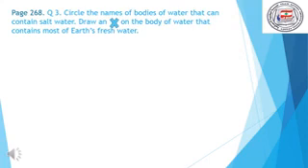Now we should draw an X on the body of water that contains most of Earth's fresh water. Also, as we already explained, that most of Earth's fresh water is present as ice on Earth. So we should put an X on glaciers and ice caps. So here's the picture showing you where you should put a circle, and we should put an X on the ice caps.